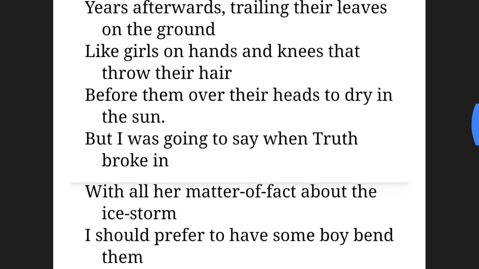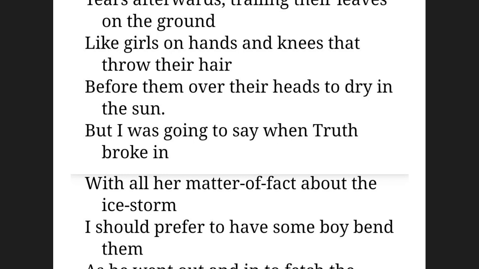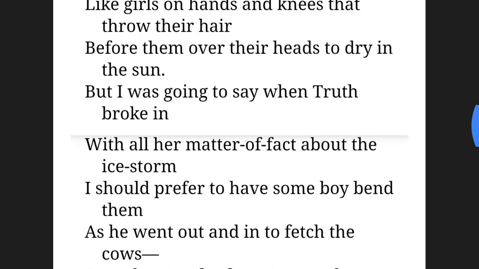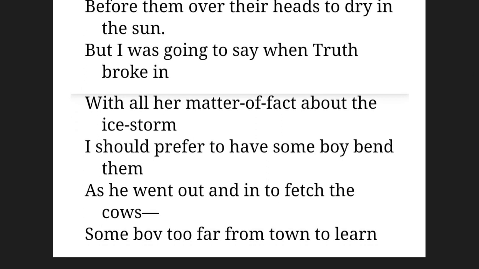But I was going to say, when truth broke in, truth here is personified. Truth is an abstract entity, but you can see that it's written with capital T. So the poet says that I was going to say something when truth interfered or interrupted me with all her matter of fact about the ice storm. So what did truth say? Truth says to the poet that it is all because of the ice storm. It has not been done by any boy. It is all because of the ice storm.